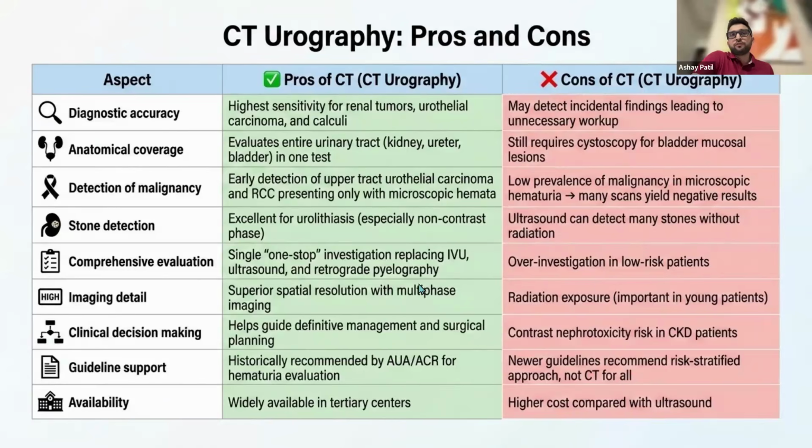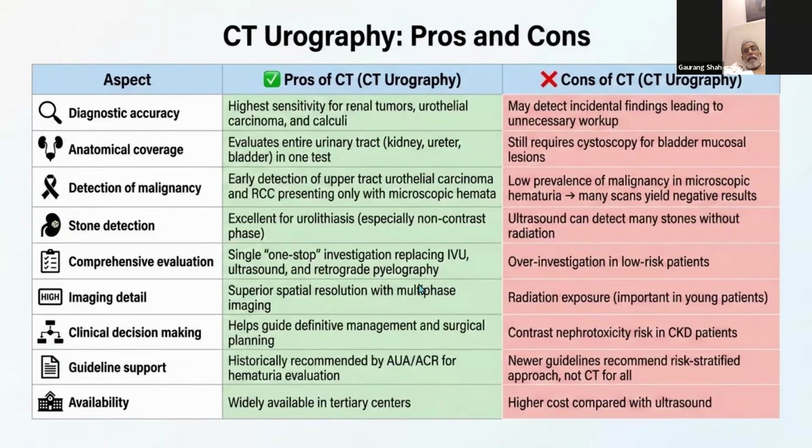Sir, I had one doubt. This is for asymptomatic microscopic hematuria, right? So if I know the cause, if the patient has a stone and five RBCs, then I don't go for this workup. I do the other things, right?